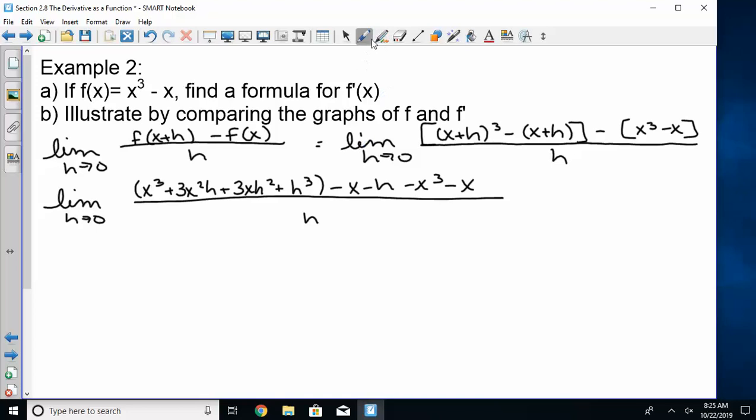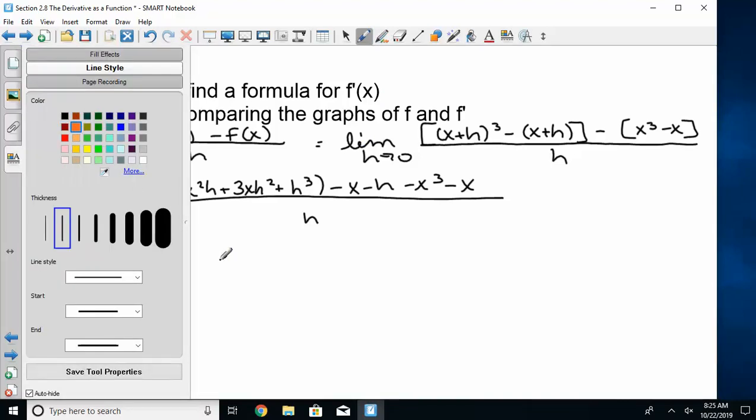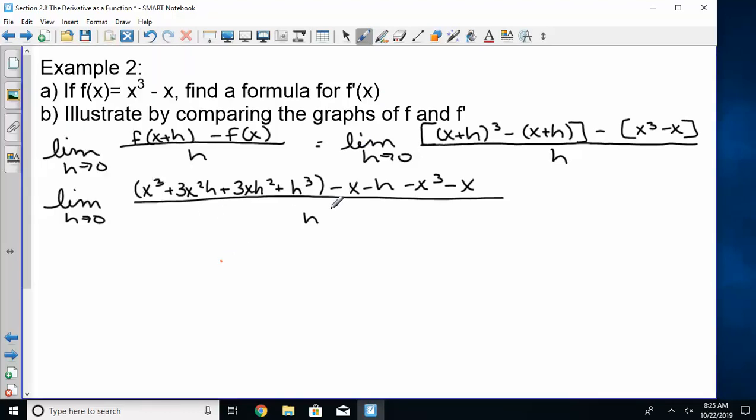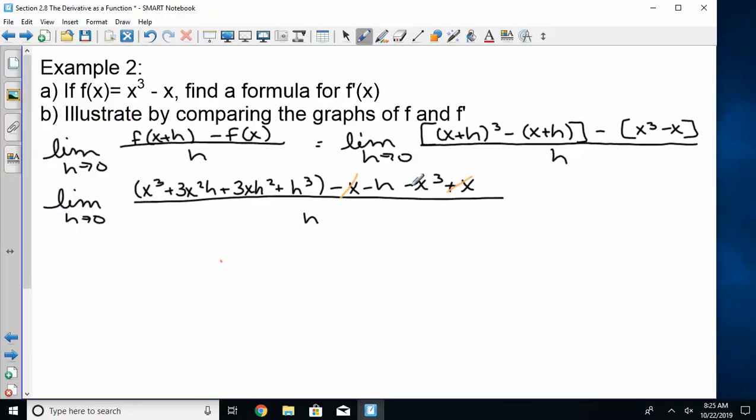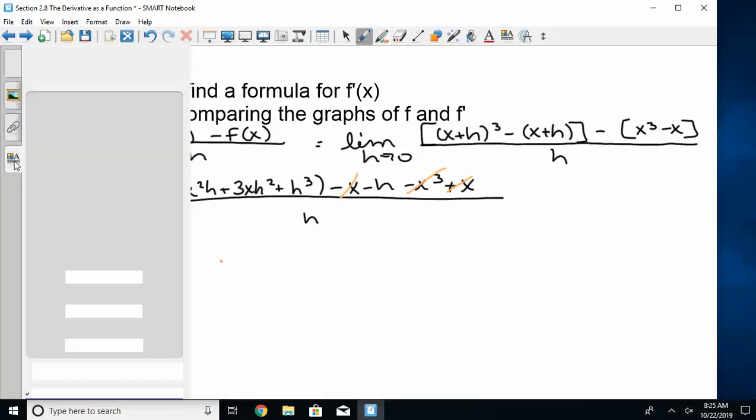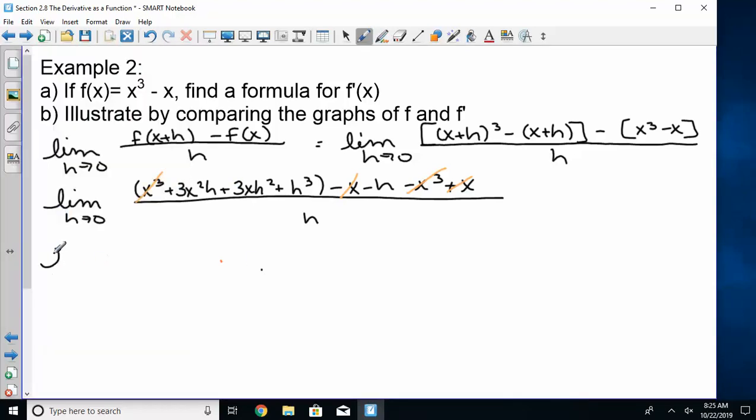Alright, so then if we start simplifying, sorry, this is a plus x at the end, isn't it? If I distribute that negative. Okay, so then I see my x's drop, my x cubes drop. Everything that's left has an h in it, so we could go ahead and drop an h out. So that would leave us with 3x squared plus 3xh plus h squared minus 1.